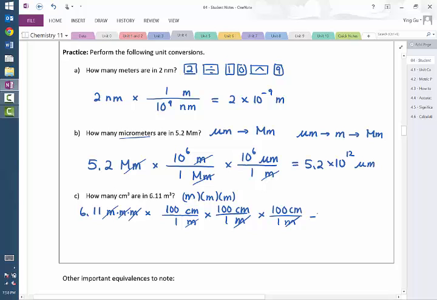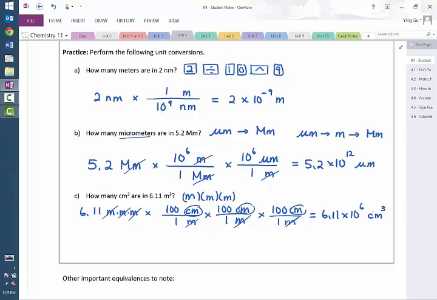I encourage you to do this in your head, because sometimes doing it in your head is faster than your calculator, but go ahead and punch that in if you're not comfortable. When you do, you get the answer 6.11 times 10 to the power of 6. Creating a little moment of suspense there. Our final unit is going to be centimeters, and we see that there are 3 of them, so centimeters cubed. This is how we do units that are raised to a power.